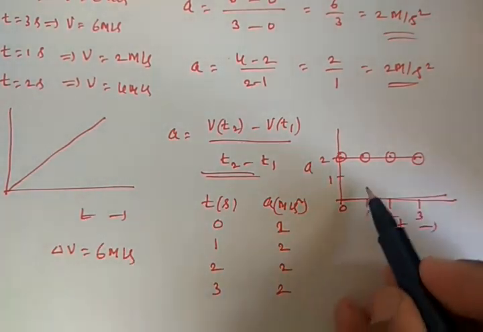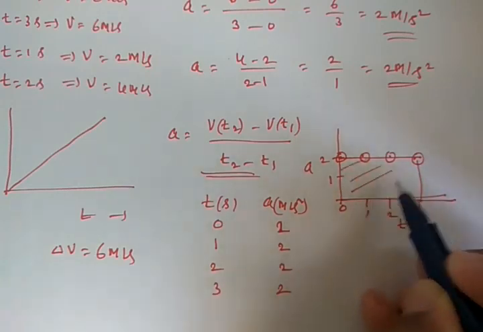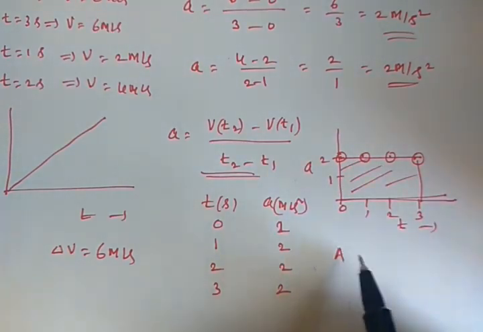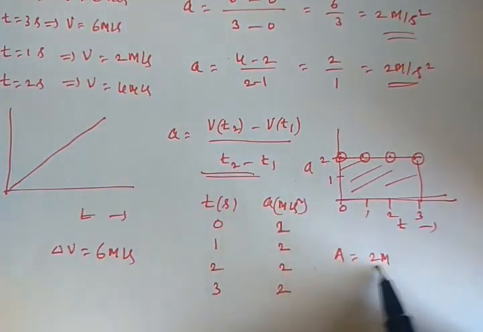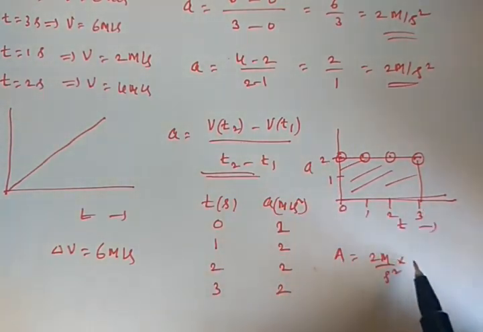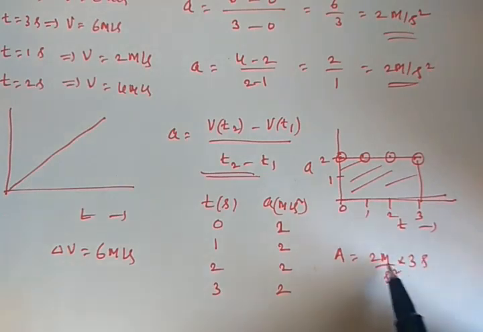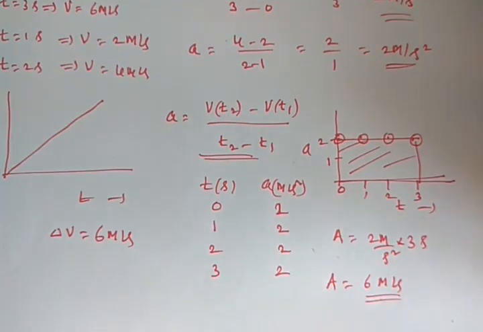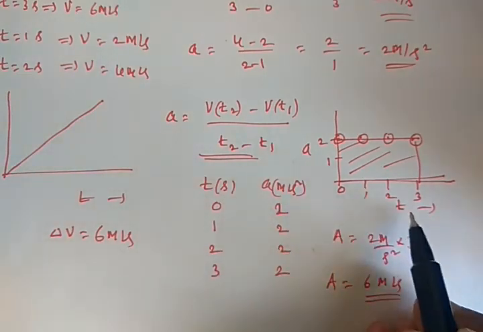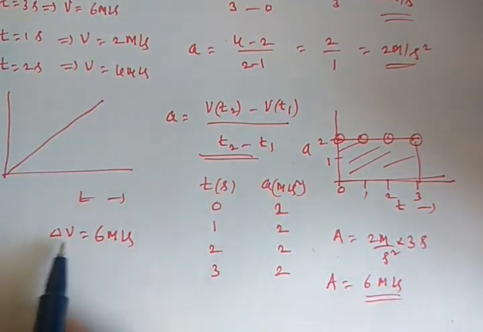Let us take the area under this curve. The area under this curve will be, so this is 2 meter per second square, and this is again 3 seconds. So once you calculate that, your area becomes 6 meter per second. So now if you take the area under the acceleration and time graph, you get the change in velocity.